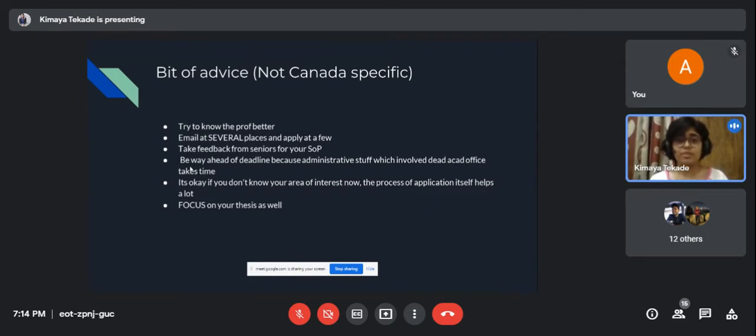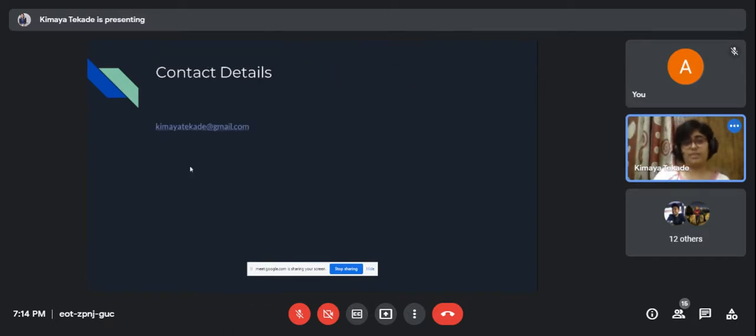And then also be way ahead of your deadline, because if you are close to the deadline, it becomes difficult to manage the transcripts and everything, because DNACAT takes a lot of time sometimes to issue some documents. So be way ahead of the deadline, so you have everything in your hand. And yeah, that's it. If you have any other questions, you can just email me at this email ID.